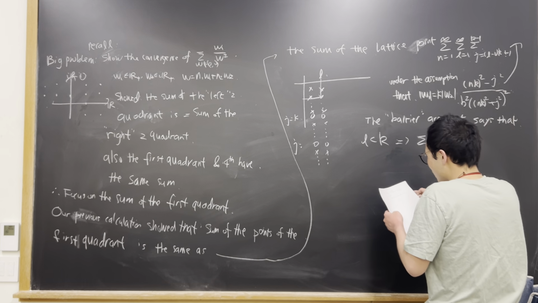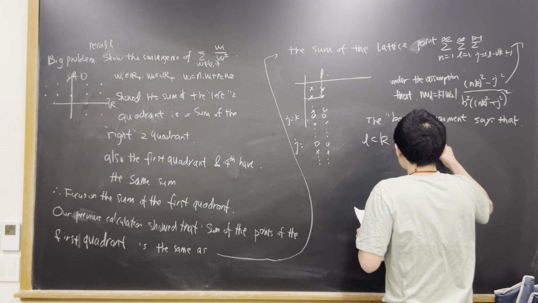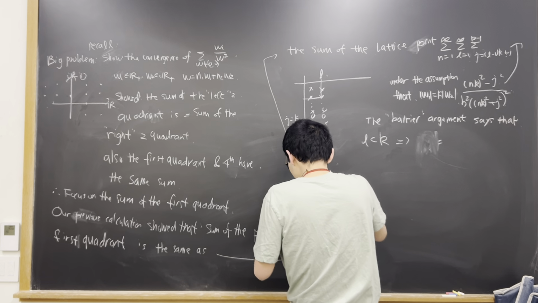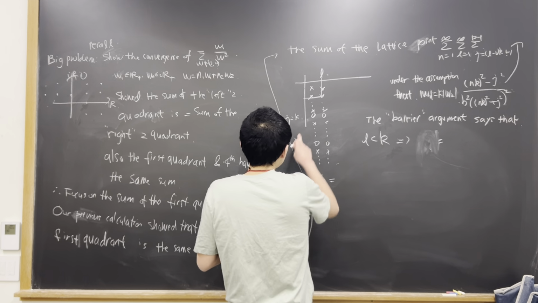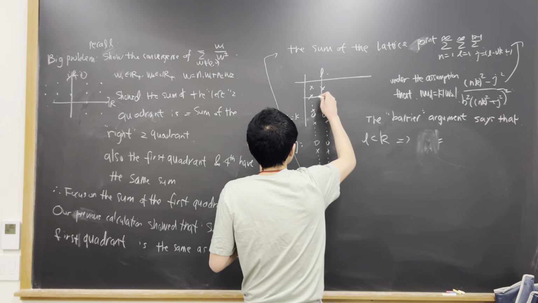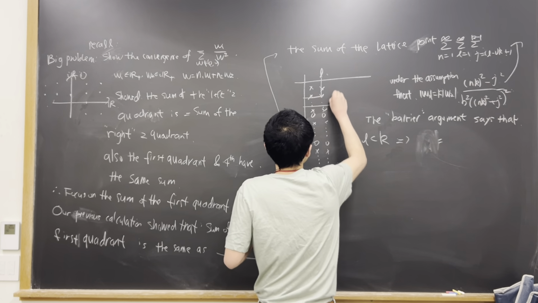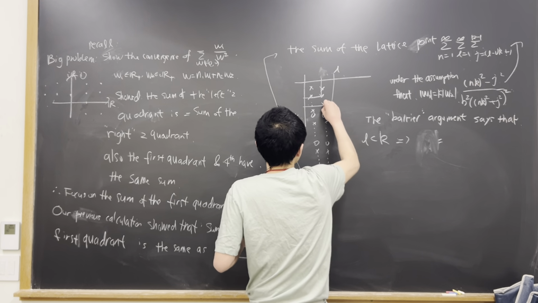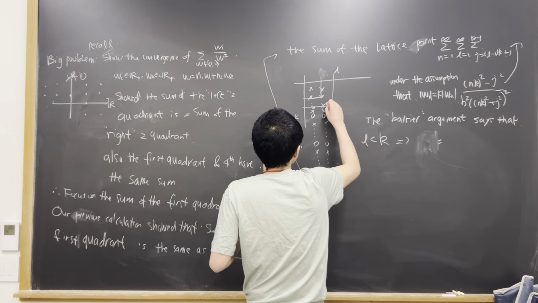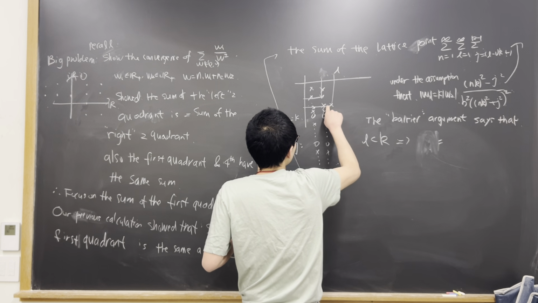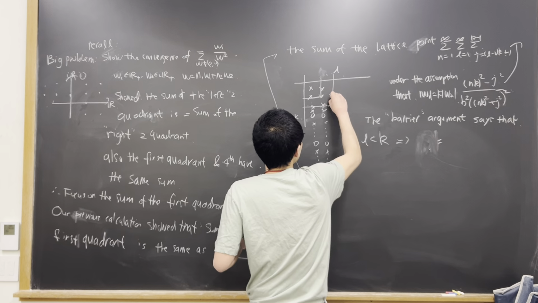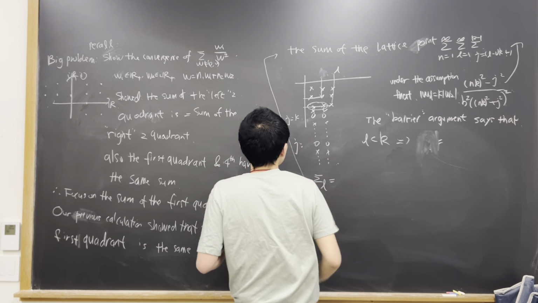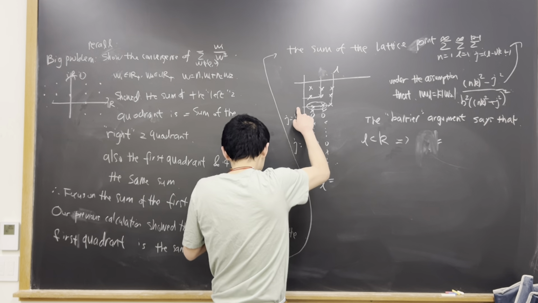this implies that the sum over L has 3 parts. Let me write it here, maybe this is L. These are some points here, some points here. So the parts where, for a fixed J value, right?